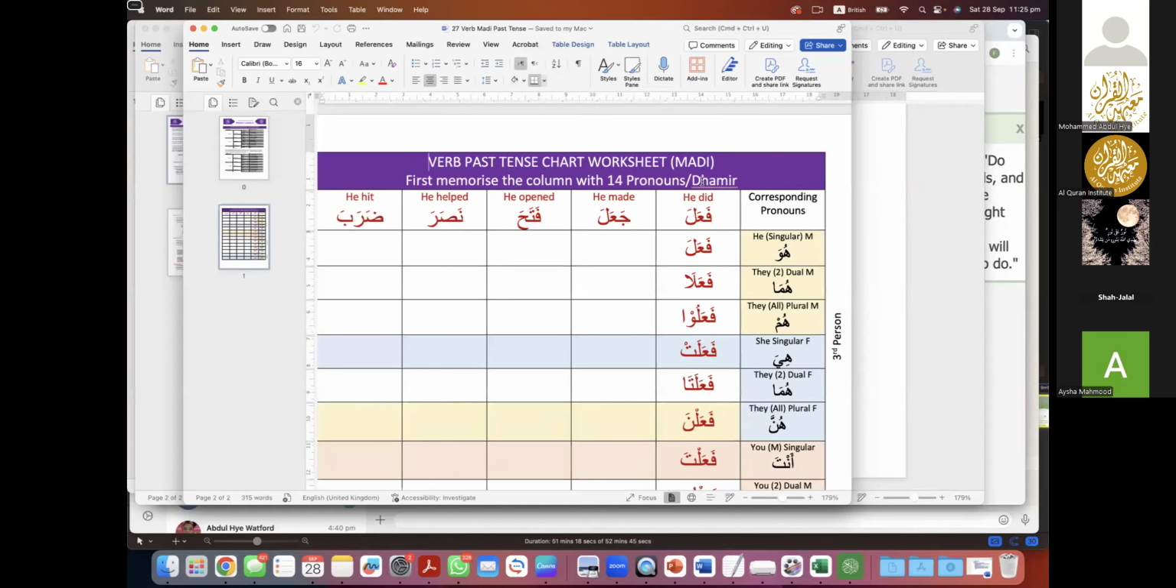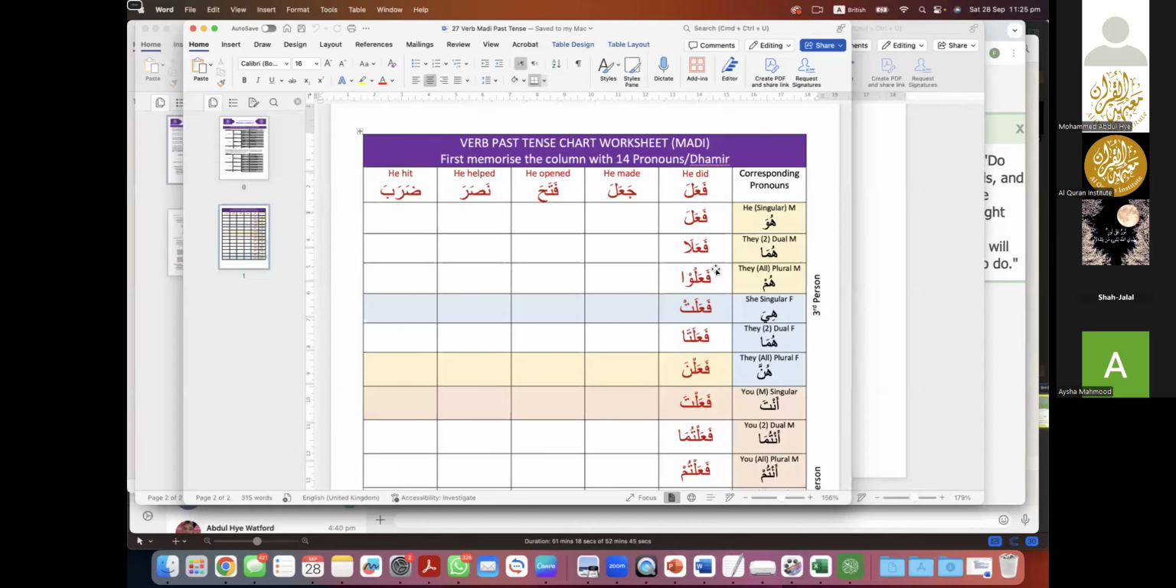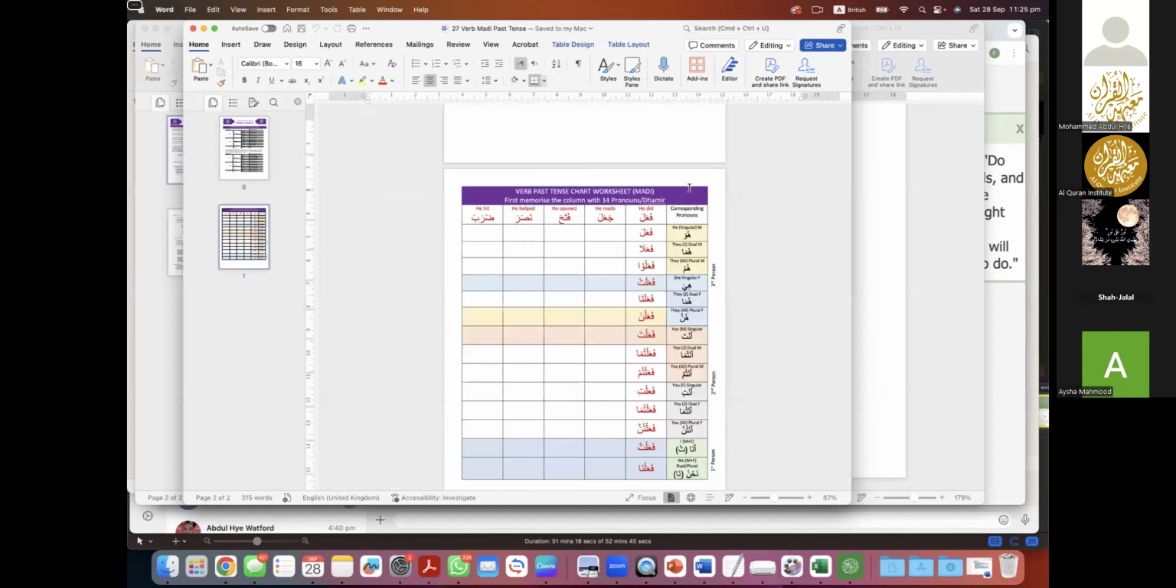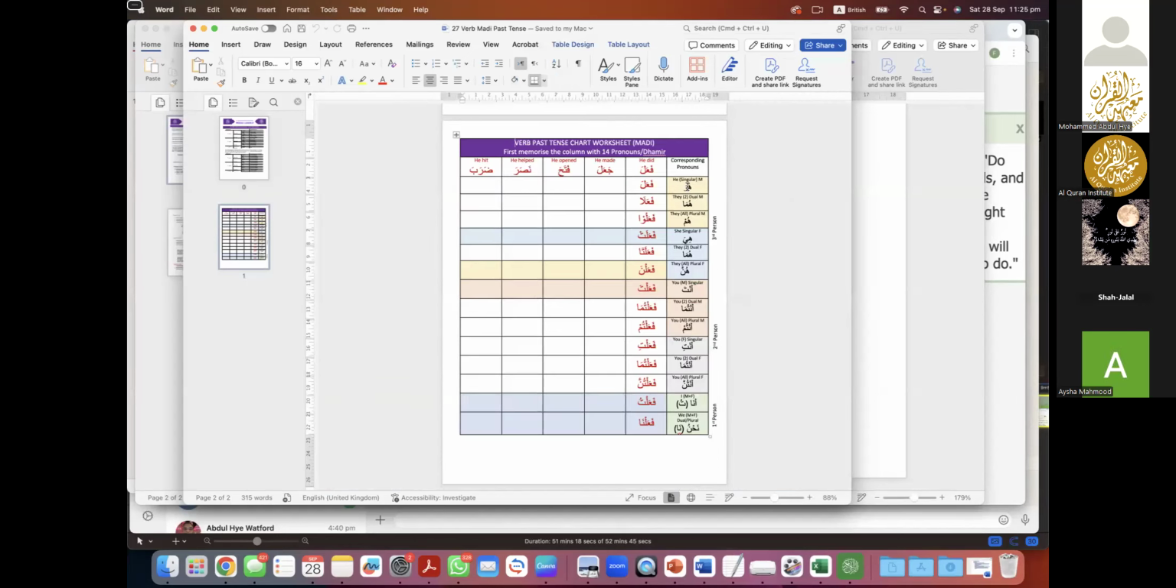This is the chart, the 14 conjugations we are talking about, for the pronouns, the conjugations placed in order. Huwa, huma, hum. So this is the first chart which any Quranic grammar student must know by heart.